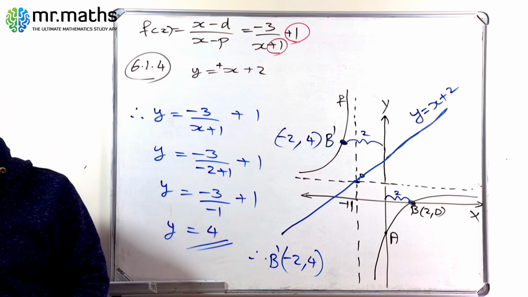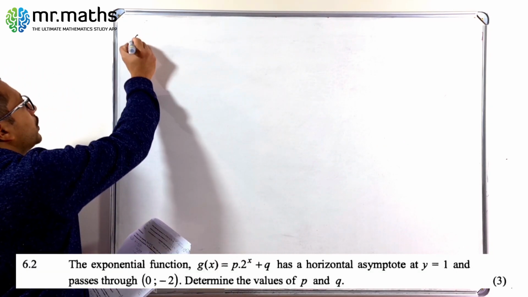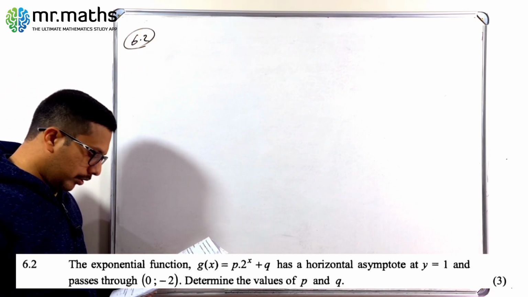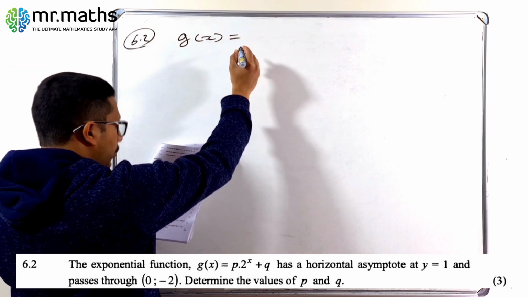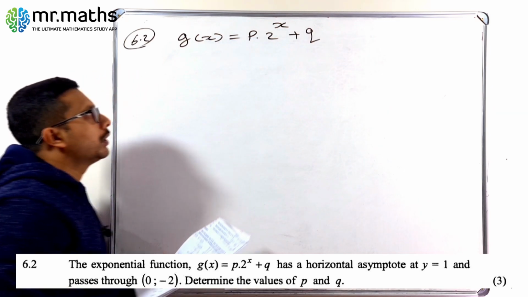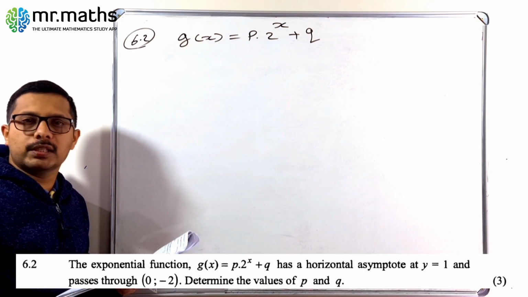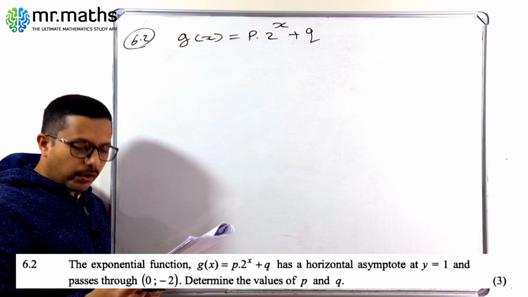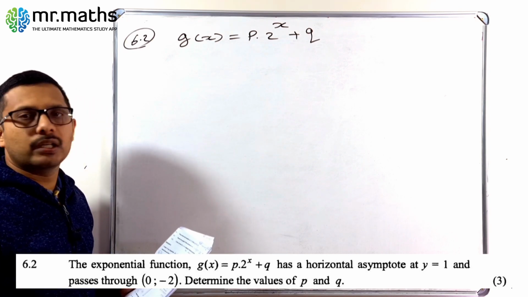Now let's go to 6.2. Question number 6.2. The exponential function g of x is equal to p into 2 raised to x plus q. You know that the power is the variable, so it's definitely an exponential function. It has a horizontal asymptote y is equal to 1. So it is given that the horizontal asymptote is y is equal to 1.